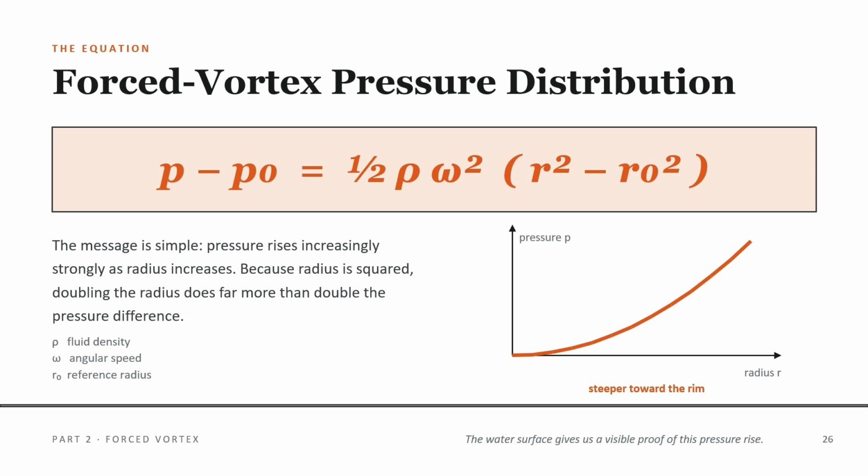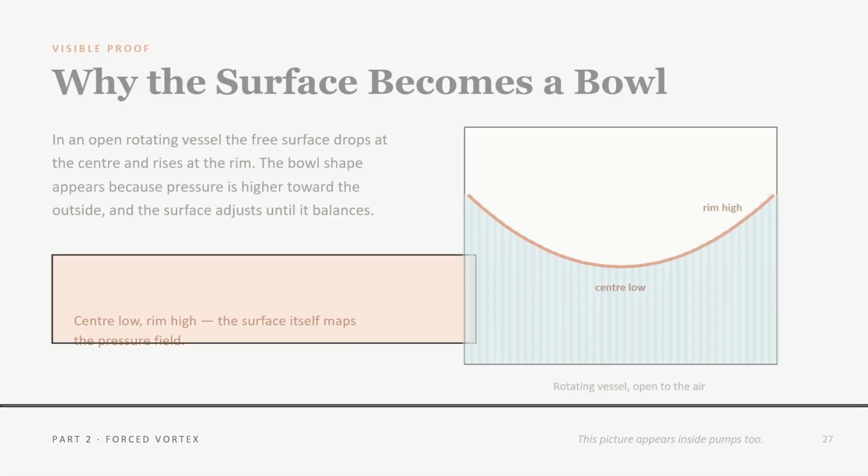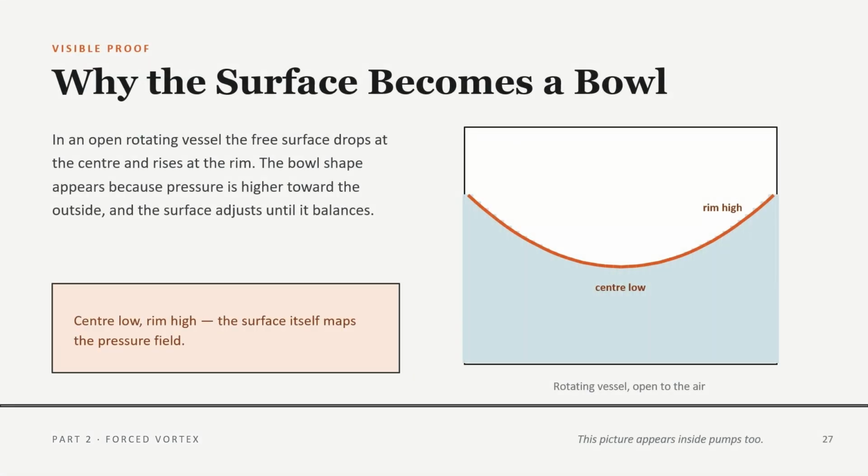Why the surface becomes a bowl. In an open rotating container, the water surface drops in the middle and rises near the rim. It forms a bowl shape. The liquid rises at the outside because pressure is higher there. This simple experiment gives us a clear visual picture of pressure increasing with radius in rotating flow.